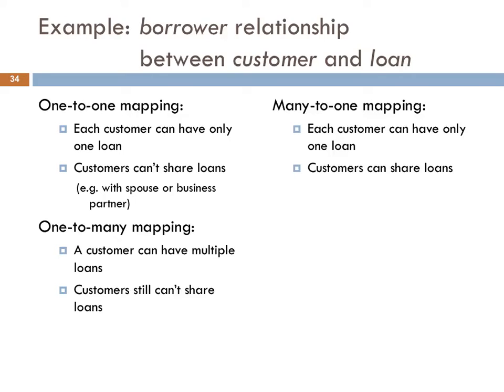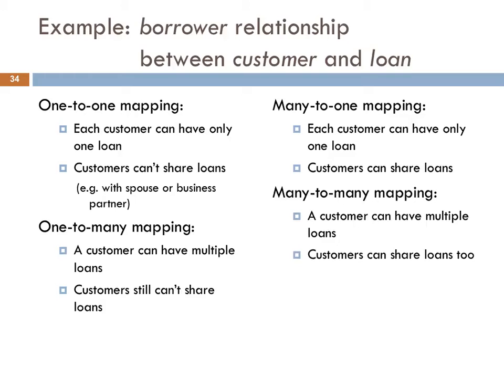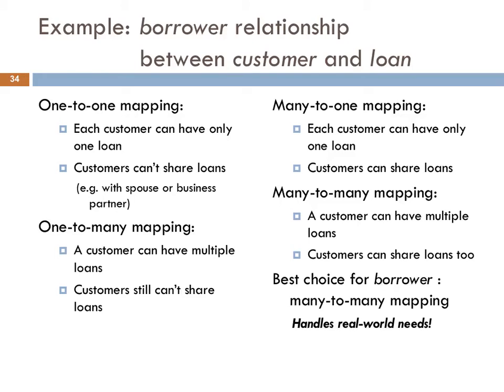Many-to-one. Customers can only have one loan, but a loan could be owned by multiple customers. So again, it's really weird. I can have a joint loan, but then that's my only loan that I can have. So the real world is customer can have multiple loans, and customers can share loans as well. Okay, so that's going to be the typical way that things work.